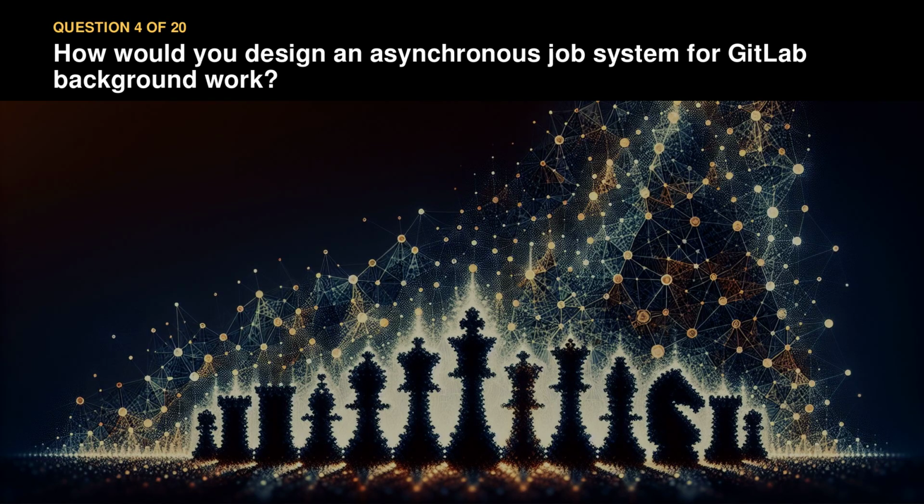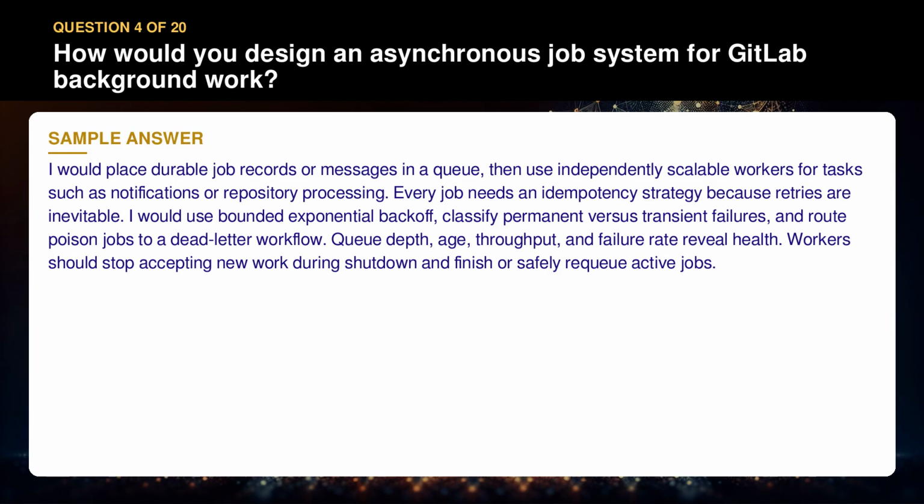Question 4. How would you design an asynchronous job system for GitLab background work? I would place durable job records or messages in a queue, then use independently scalable workers for tasks such as notifications or repository processing. Every job needs an idempotent strategy because retries are inevitable. I would use bounded exponential backoff, classify permanent versus transient failures, and route poison jobs to a dead letter workflow.